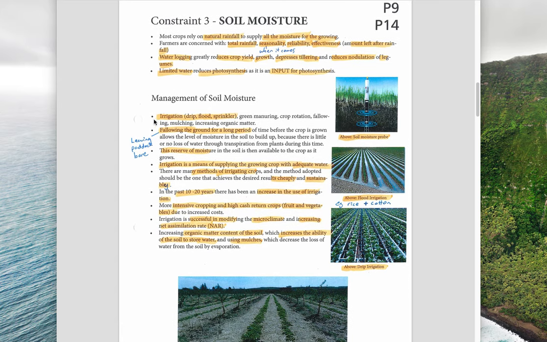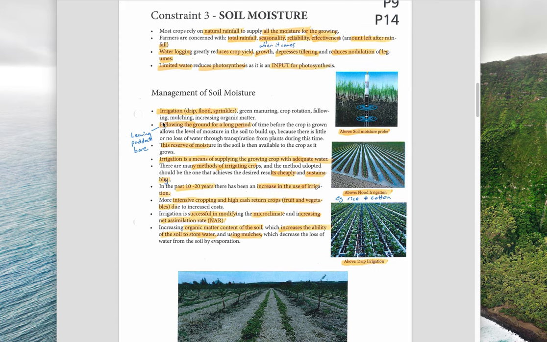So in terms of management, the P14 dot point for this constraint, obviously management of soil moisture is basically irrigation. And there's multiple different methods here. We've got flood irrigation, which we do in Australia with rice and cotton in particular. We've got drip irrigation, which is far more efficient, wastes far less water, and it can be used in horticultural crops.